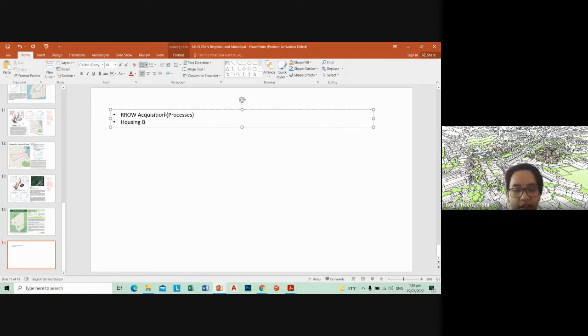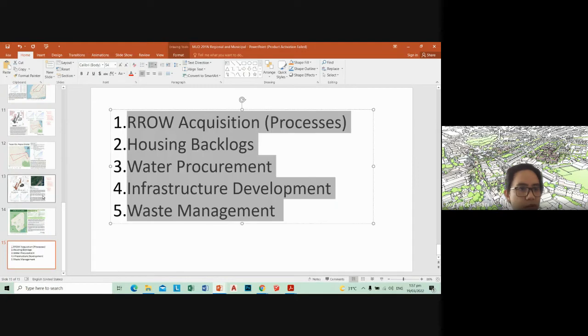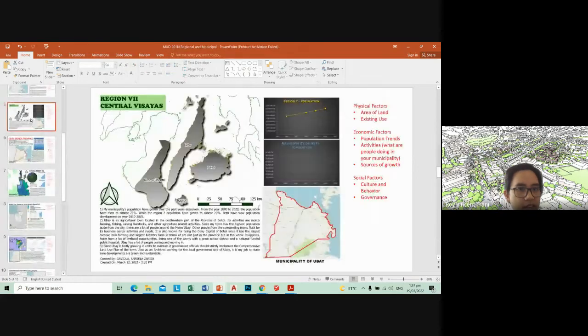Housing backlogs, let's say water procurement. Did I spell that right? I don't think I did. Here we go. Procurement. And then infrastructure development, and waste management. I'll just put this into numbers. I'll increase that to that. I think we missed one. There are supposed to be 6 entries here.